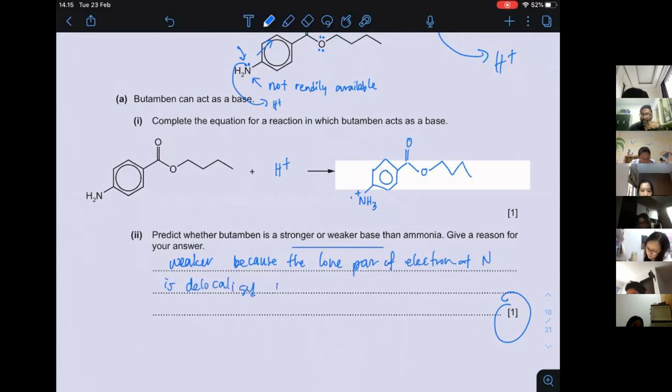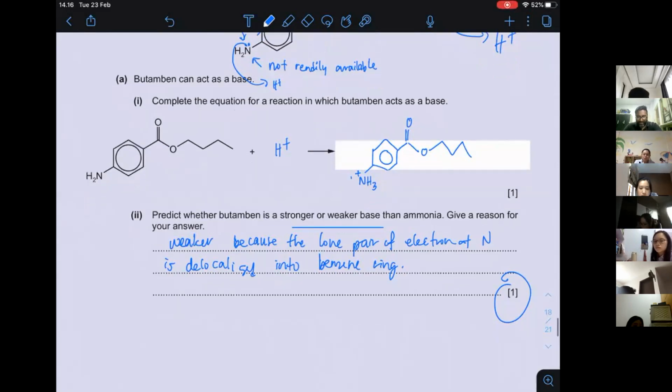When you want to mention overlap, you need to say the p orbitals overlap with the p orbitals in the benzene ring. But it's not so clear over here. So I think the best way is to say the lone pair of nitrogen becomes delocalized into the benzene ring, making the lone pair less available for bonding with proton compared to ammonia. That's going to be 1 mark.